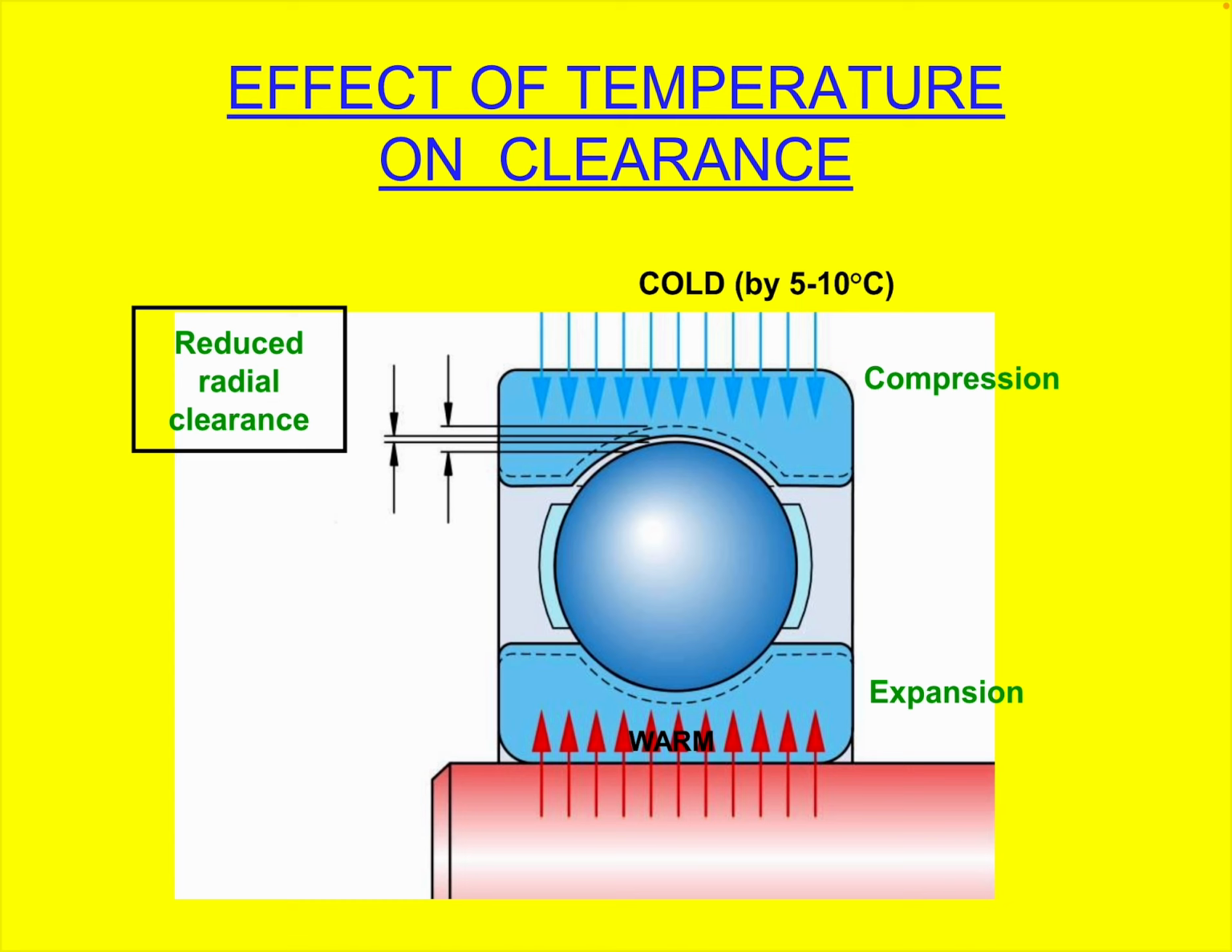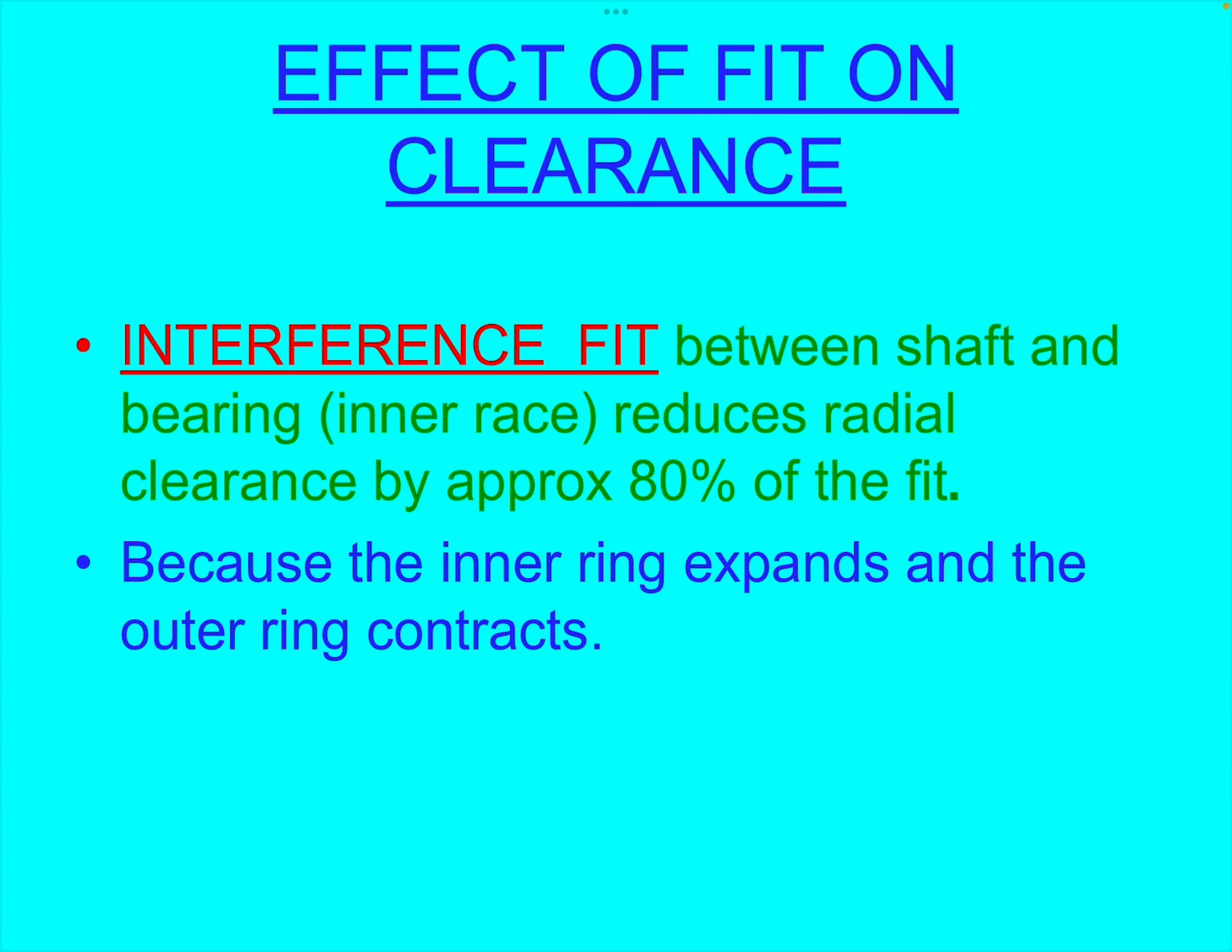Effect of temperature on clearance. See these pictures for the radial clearance and thermal expansion. Cold is 5 to 10 degrees common side. Expansion happens from room temperature. When you use it in some hot applications like turbines, C3 bearings are used. This cold bearing is at normal temperature. Otherwise, you will get less clearance. Effect of the fit on clearance.